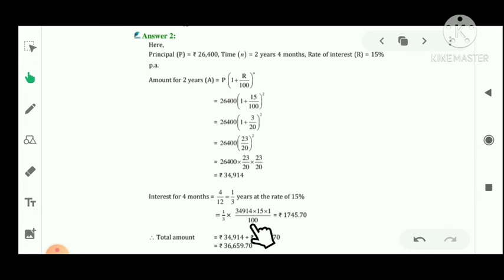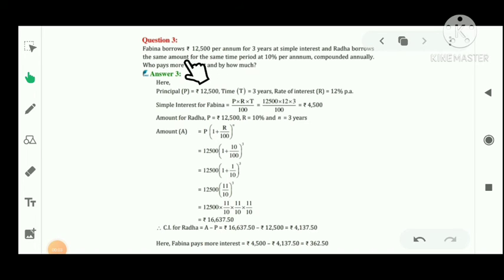Then we have to find the interest for 4 months, that means 1 upon 3. Then again we have to use the formula PRT upon 100. That means the principal value is 34,914, rate is 15 and time is 1 upon 3. And after solving it, its value will be 1,745.70 rupees. And then students, we have to find the total amount for 2 and 1 upon 3 years. That means 34,914 plus rupees 1,745.70, and when we add it, its value is rupees 36,659.70. Thank you.